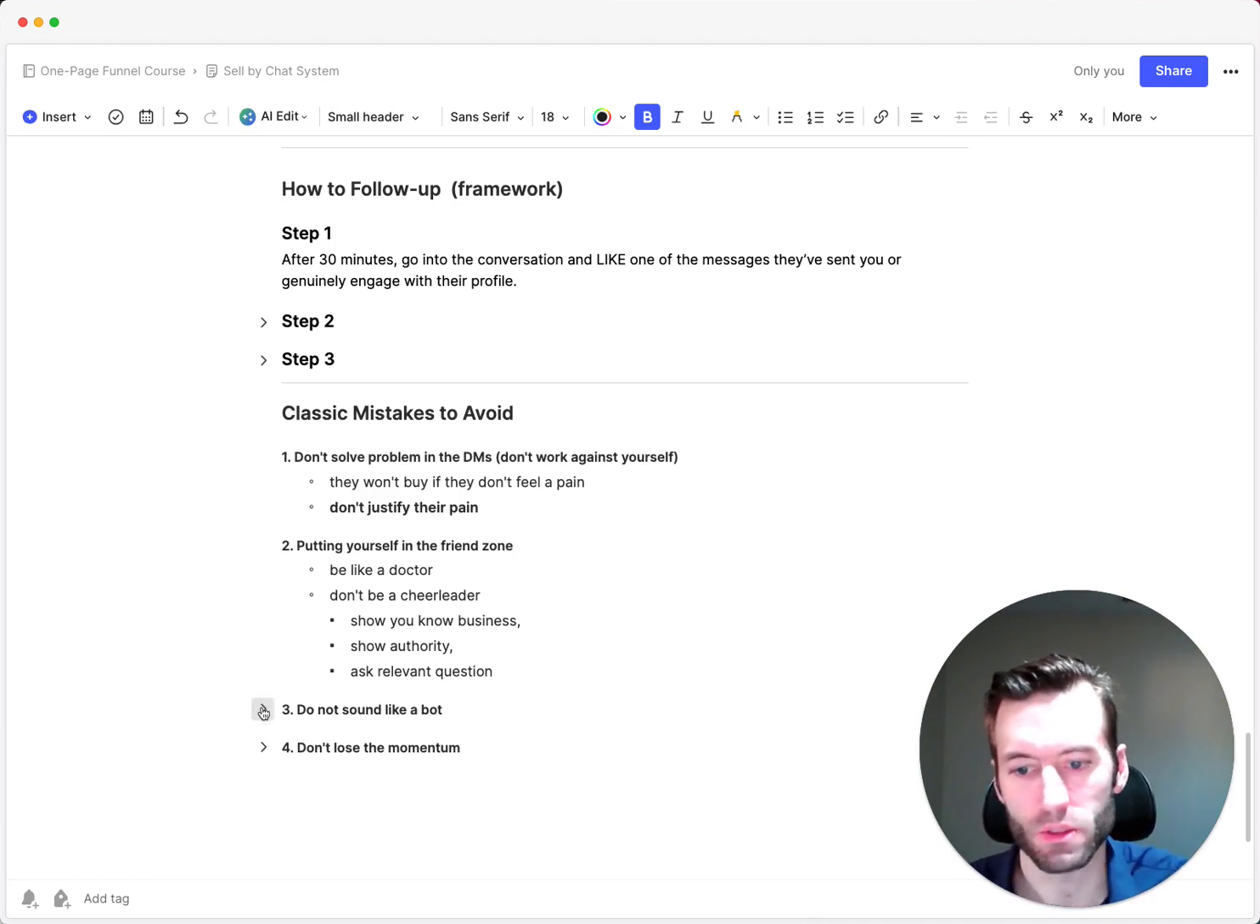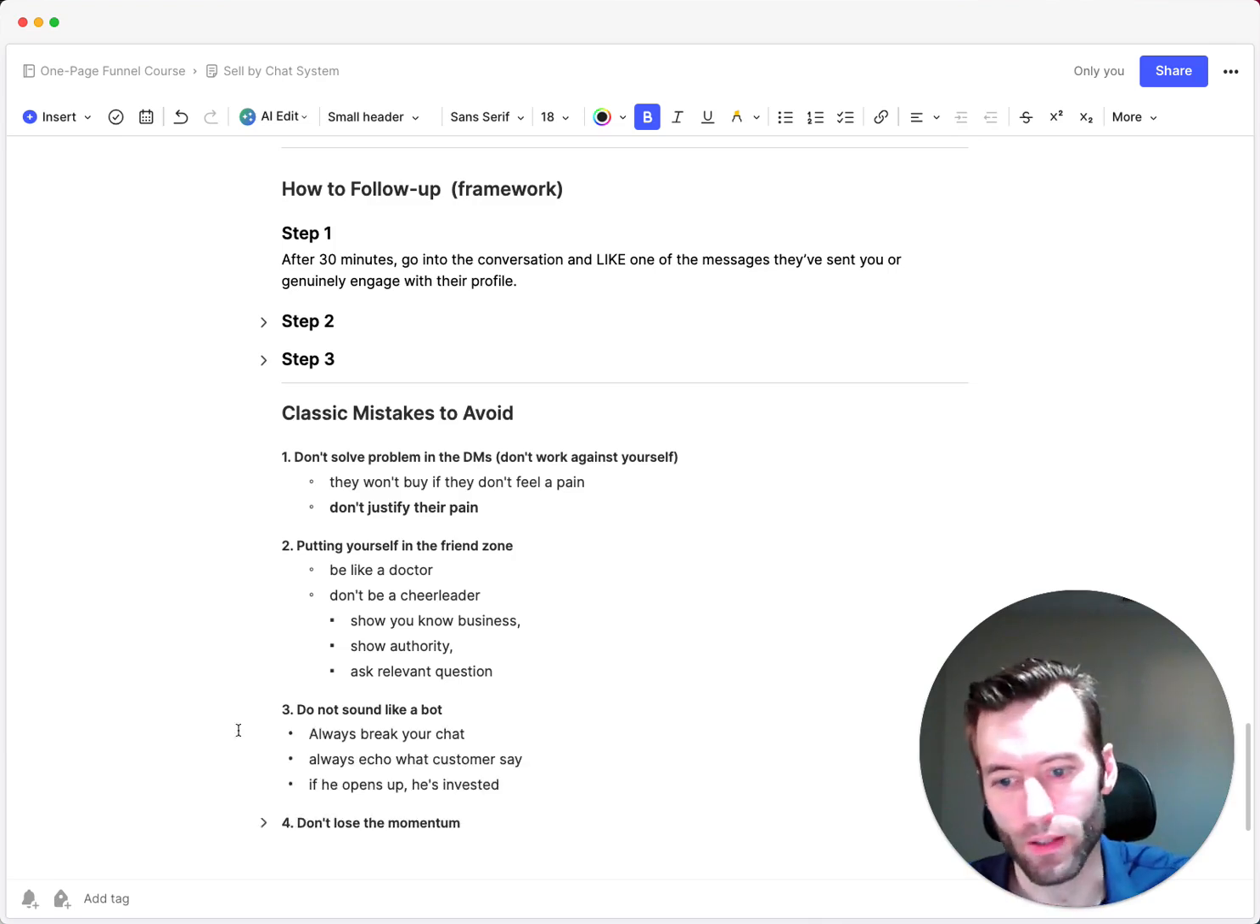Number 3 is to not sound like a bot. When you're sending messages, break your message. Don't send big paragraphs. Every sentence should be a new message, right? Because otherwise you sound like a bot. When people talk, they always break down their chat. They say, hey, send. How are you? Send. So always break up your chat.